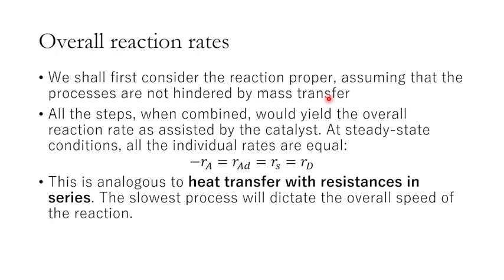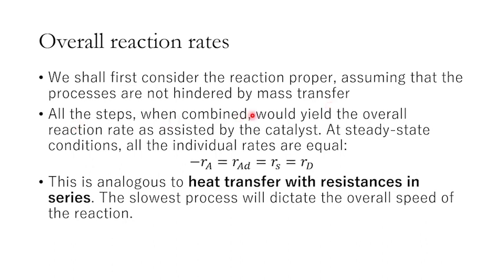Now, for a single heterogeneous reaction that could possibly have 7 different rates coming from 7 different steps, how do we know which of those rates would be useful in drafting our overall reaction rates? We shall first consider the reaction proper, assuming that the processes are not hindered by mass transfer. When we say the processes are not hindered by mass transfer, we will simply be neglecting steps 1, 2, 6, and 7. Therefore, we can focus on steps 3, 4, and 5. That is adsorption, surface reaction, and desorption.